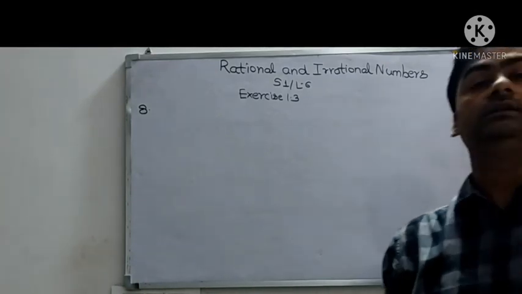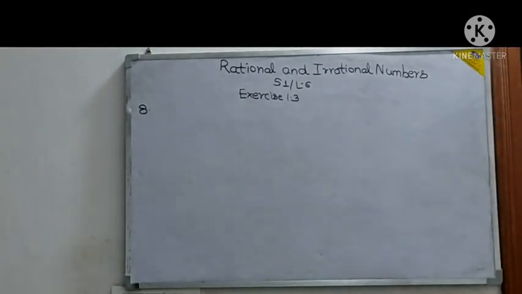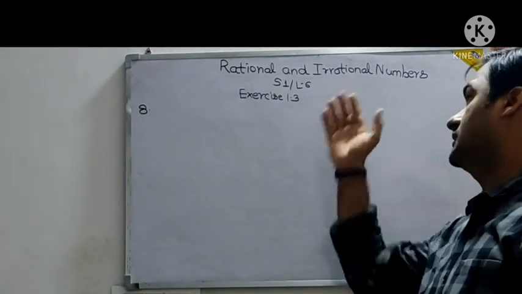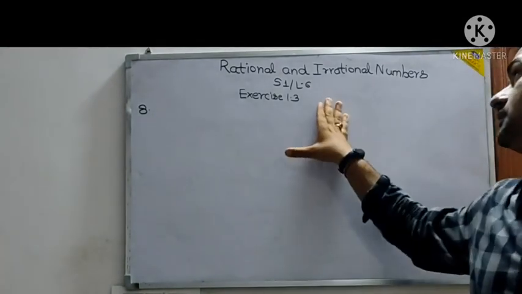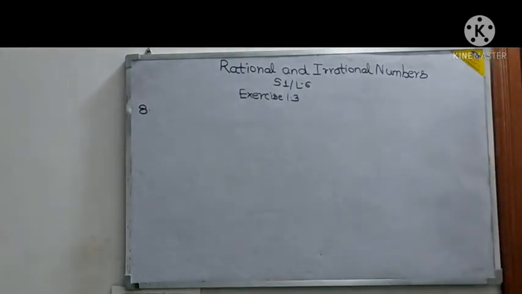We had already started exercise 1.3 and we had done many questions. Now the next question is question number 8 that I will be taking up. The chapter is rational numbers. This is the 6th lecture or the online one from the first chapter itself, that is session 1, lecture 6.